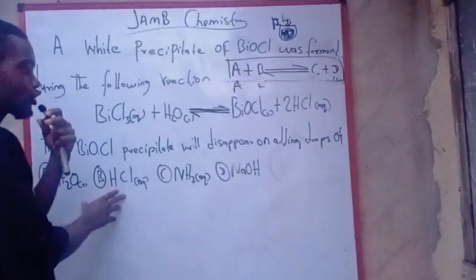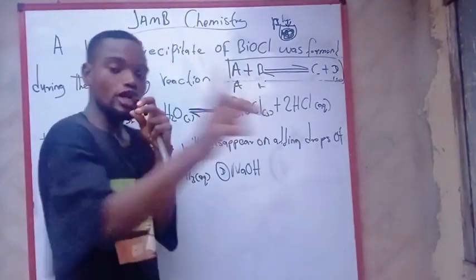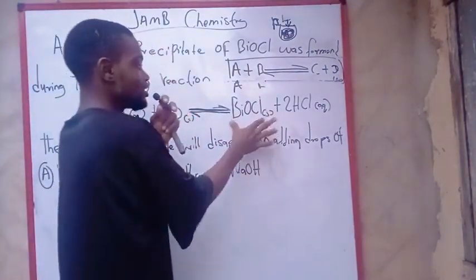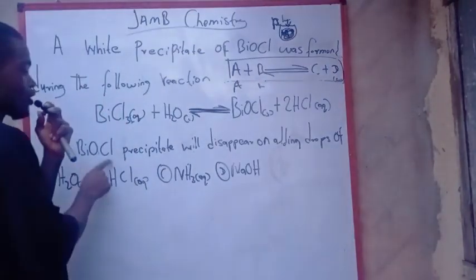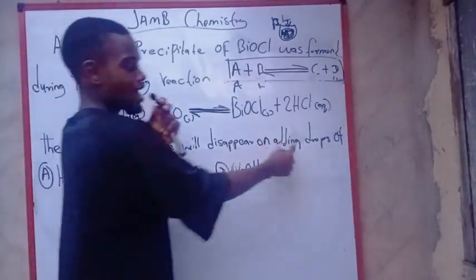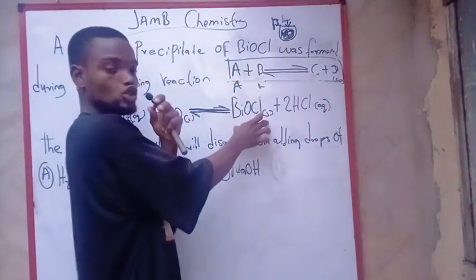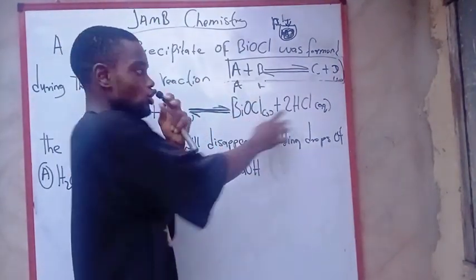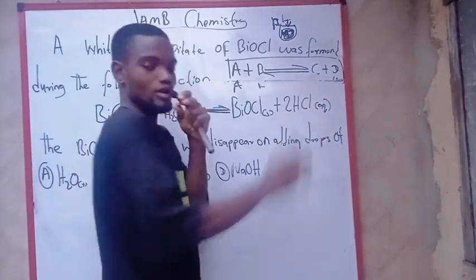Now which of these are you going to add to make this one to disappear? You already know what that is. How can this one disappear? It says the BiOCl precipitate will disappear on adding drops of, so this one should disappear. Which are you going to add? Remember, you're going to add what? HCl. Are you getting it?